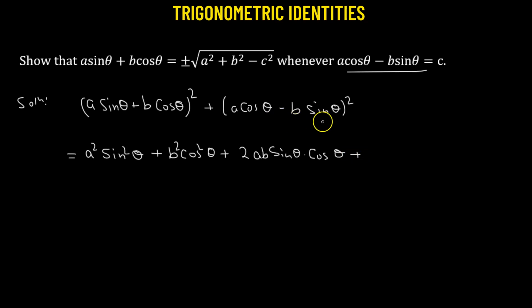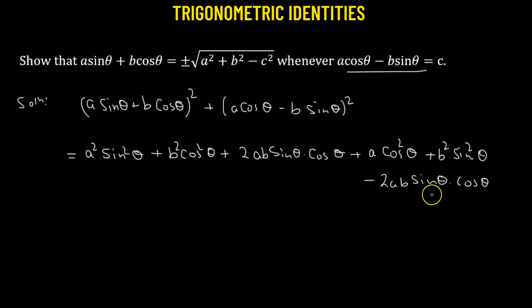Plus, then we're going to expand the second term, which is going to give us a squared cosine squared theta plus b squared sine squared theta minus 2 times ab sine theta times cosine theta. So 2 times ab sine theta cosine theta will get cancelled out.